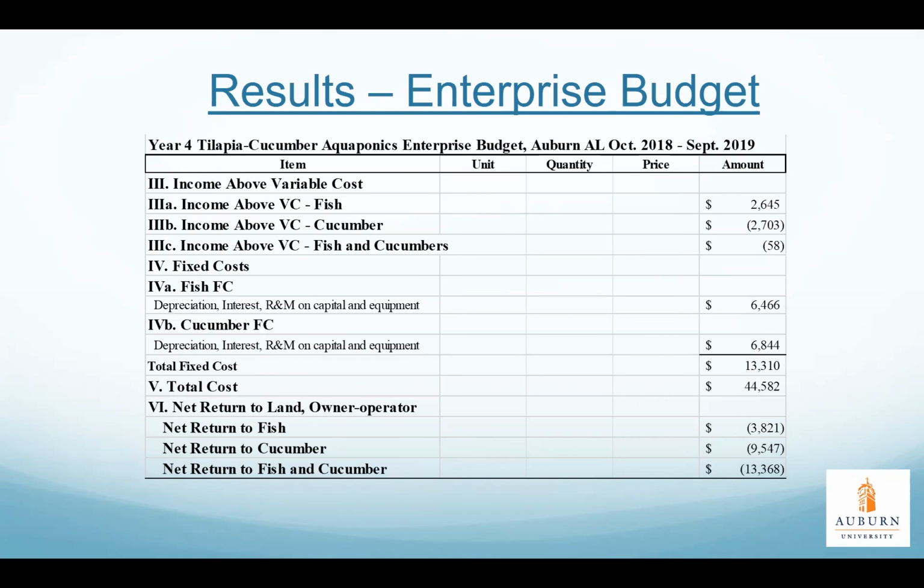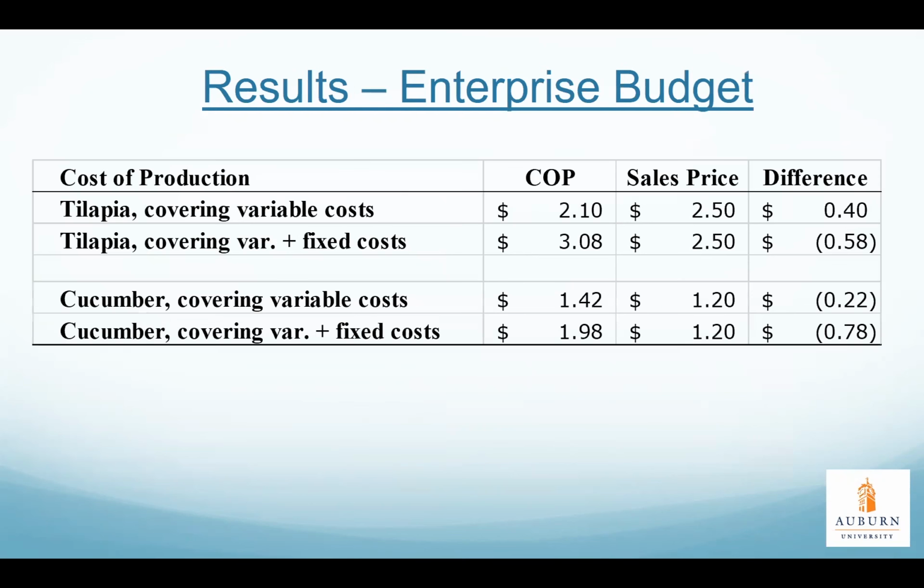And then we need to add in our fixed cost, and the total fixed cost is $13,310. So the total cost is $44,582. That's the fixed cost plus the variable cost. And our net returns to the land and the owner operator, the returns to fish is a negative 38.21. Net return to cucumbers is a negative 95.47, and together negative 13,368. So this looks like we're losing money.